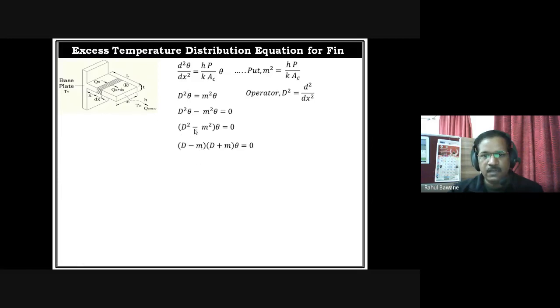So D square minus m square will be (D minus m) into (D plus m). Now separating this, D minus m theta equals 0, and second, D plus m theta equals 0. I am not going into the basics of mathematics, but everyone knows how to simplify this. So we have two relations now: D minus m theta equals 0, and D plus m theta equals 0.